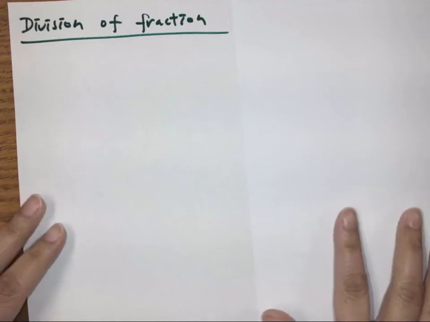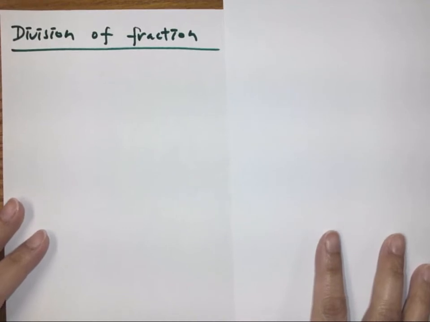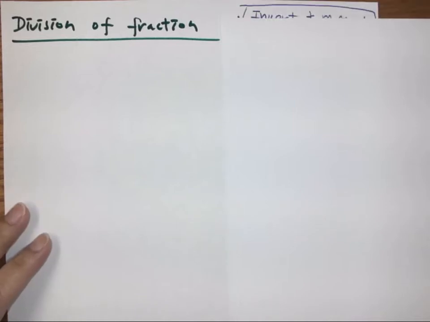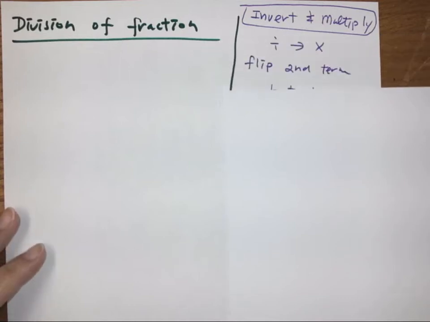In this video we'll talk about division of fractions. Probably when you were in school, the way you learned it is called inverse and multiply, where you change the division to multiplication and you flip the second term. But why do we do that?